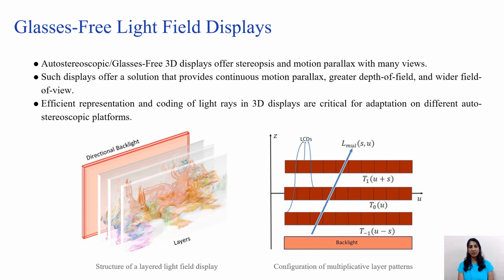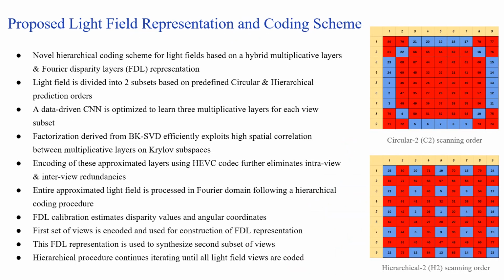Now, deploying actual light fields for display applications will require adequate representation and coding solutions. But existing light field coding algorithms are not generalized to adapt to a variety of autostereoscopic displays, including multi-view computational light field displays. In this paper, we propose a novel hierarchical coding scheme for light fields based on a hybrid multiplicative layers and Fourier disparity layers representation.